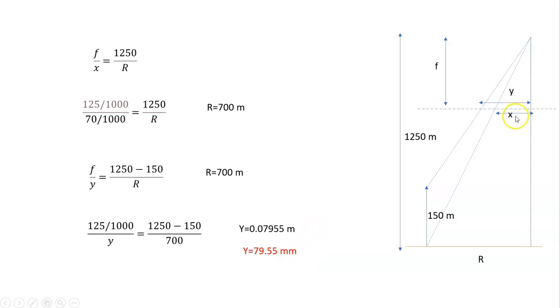If you remember, the value of x is 70 millimeters, and y is greater than x. This thumb rule could be used in identifying the correct value.